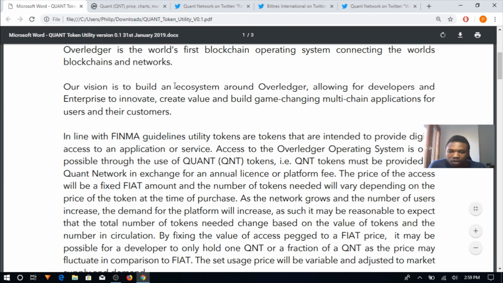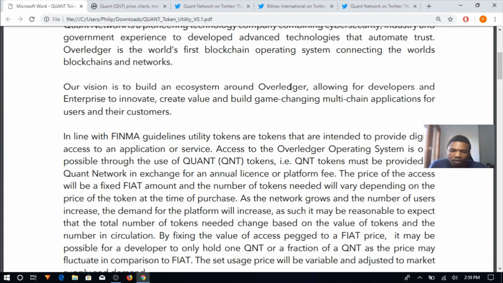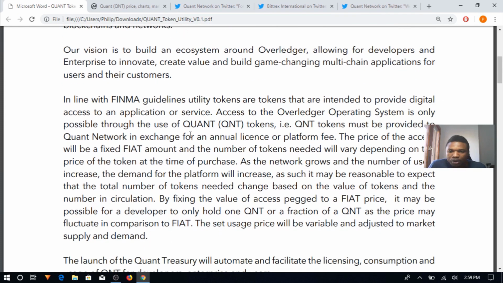So our vision is to build an ecosystem around Overledger, allowing developers and enterprises to innovate, create value, and build game-changing multi-chain applications for users and their customers. And they are not just trying to achieve this anyhow, but they're also trying to achieve this by working with and obeying rules and regulations. So they are trying to have a use case for the Quant token by going with the FEMA guidelines and any other rules and regulations around any other jurisdiction. So this is what they are trying to achieve.